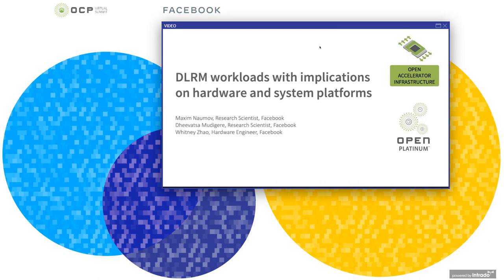I'm a research scientist at Facebook, and I will have a pleasure to talk to you about deep learning recommendation workloads with implications on hardware and system platforms. This will be a joint talk with my colleague Divatsa, and we also would like to thank Whitney for helping put the slides together.